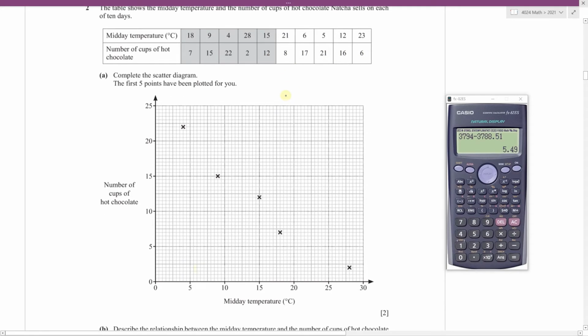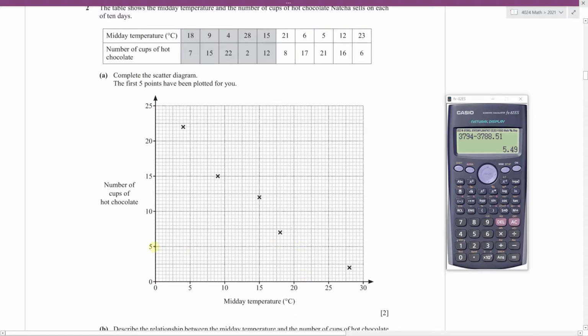So on the x-axis you have the midday temperature, and on the y-axis you have the number of cups of hot chocolate. So you have 21 and 8. Each small block here is 0.5 degrees Celsius, so two blocks represent 1 degree. So 15, 16. So this is 20. So 21 will be here, and then you have to go up to 8.